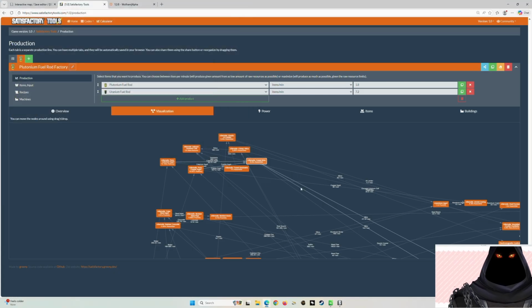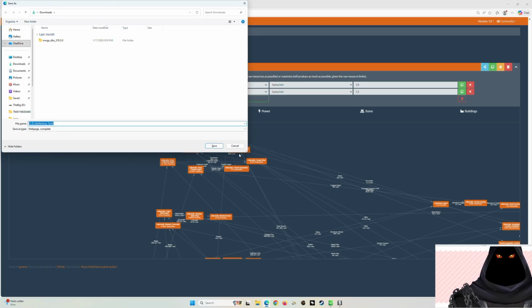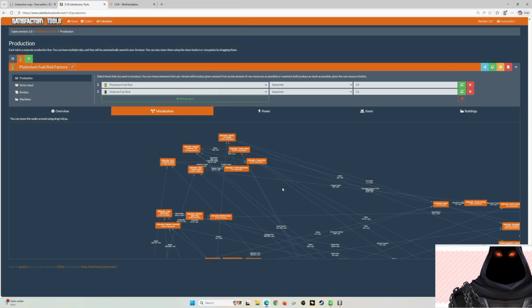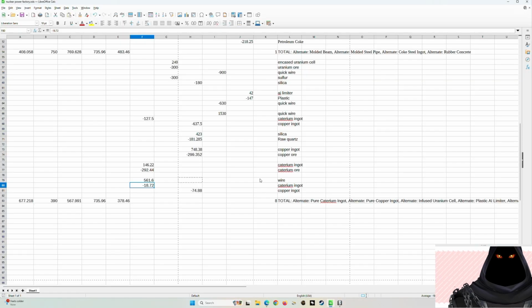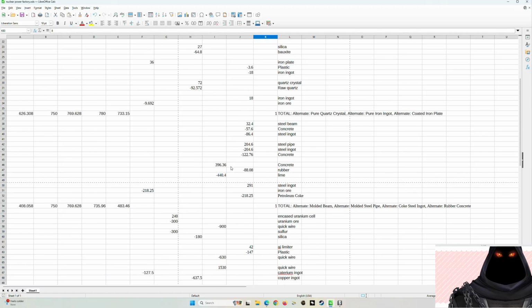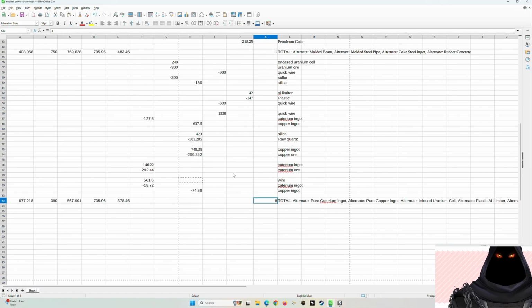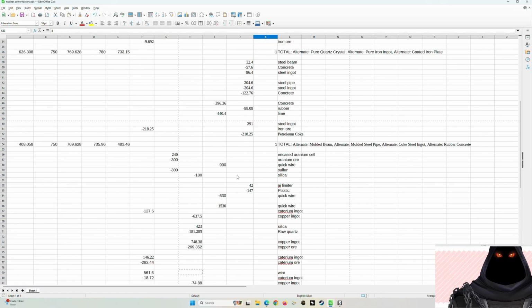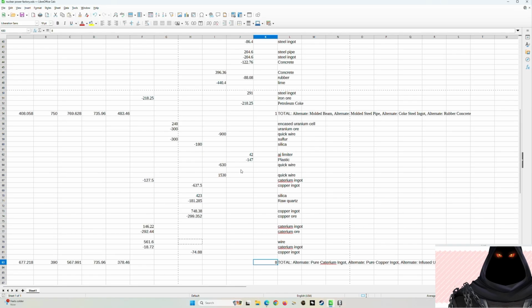We have 4 assemblers that have to fit in there now. Alright. Yep, and then we have 8 copies of this blueprint. Okay, so we're doing good. AI limiters.